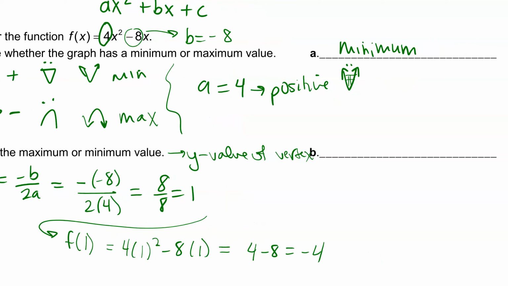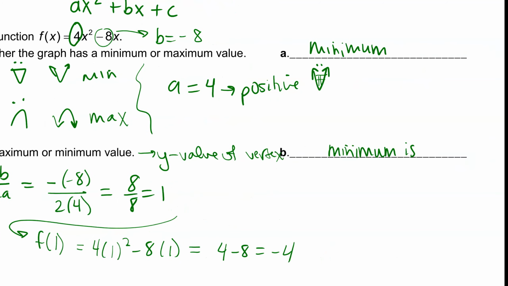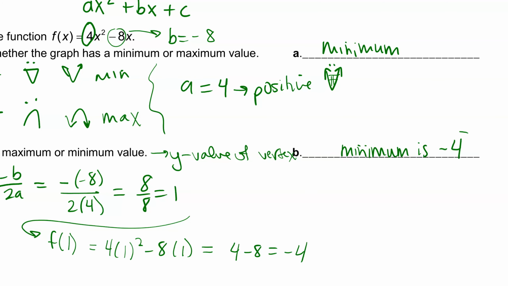So, minimum is y equals -4. Minimum is at y equals -4. Write the y. Let's see. So it's find the minimum value. Minimum is -4. It just wants the value. Just write -4.